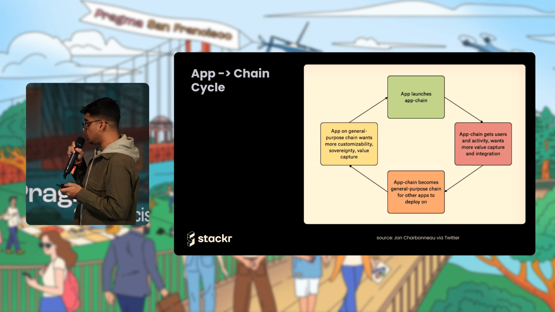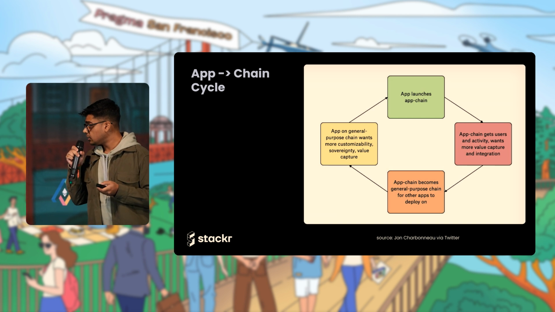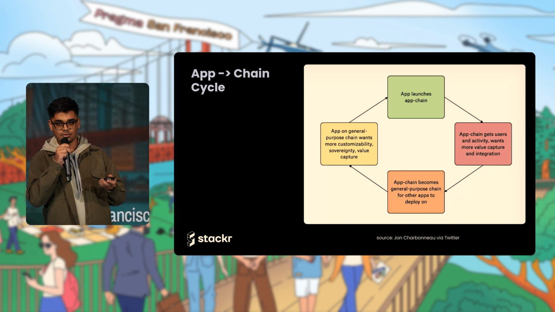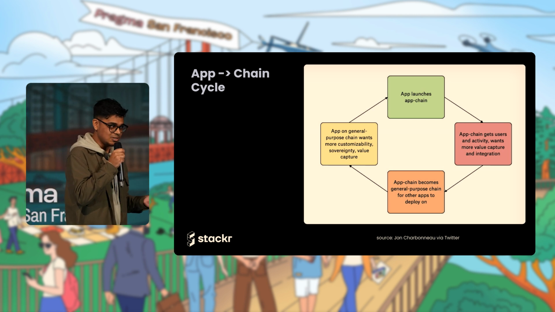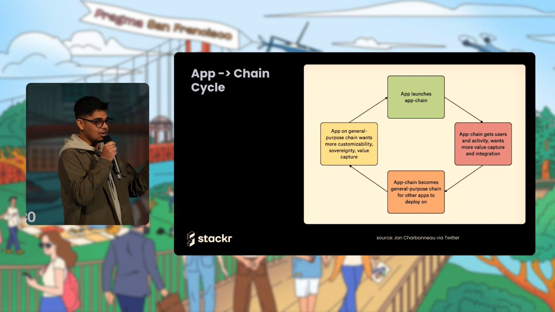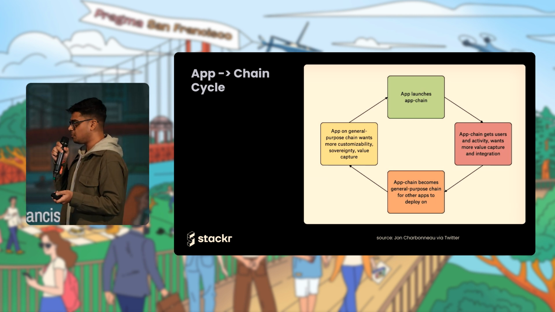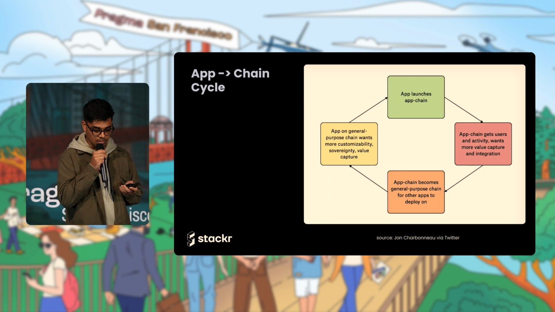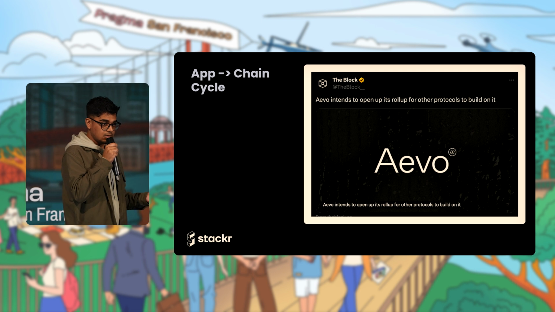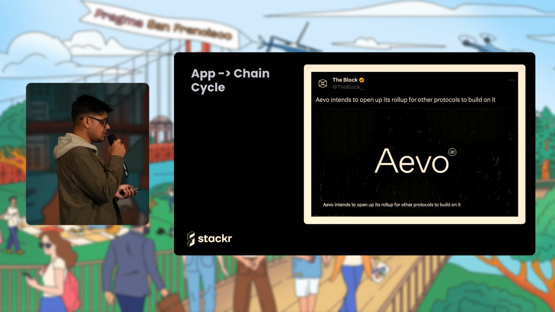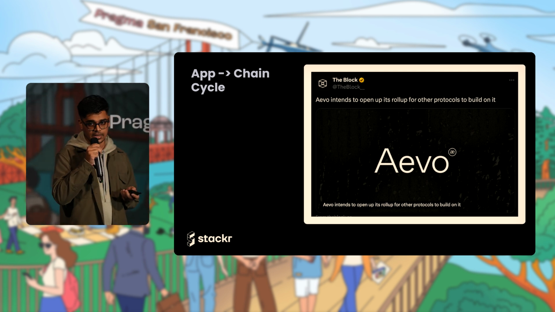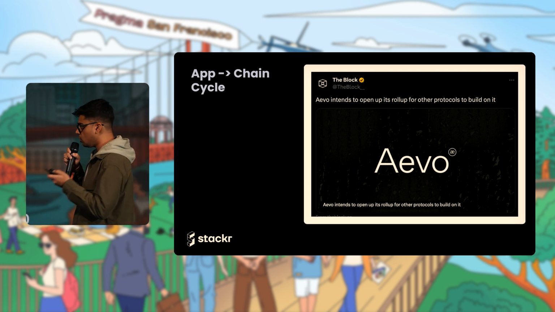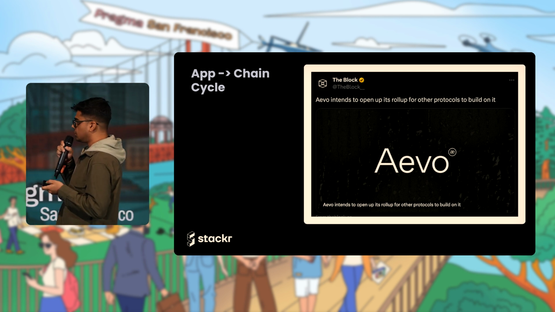Then the app chain gets a lot of users and activity, and wants more value capture. So they bring more players into the ecosystem to build across them, and the app chain becomes a general purpose chain. And then the cycle repeats. One of the applications on that general purpose chain gets big, and it keeps going and going. That's something you need to be aware of as well. And I think this is recently happening with AO. AO, which is an app-specific chain, is thinking about opening its chain to have more applications built on top of it. So yeah.